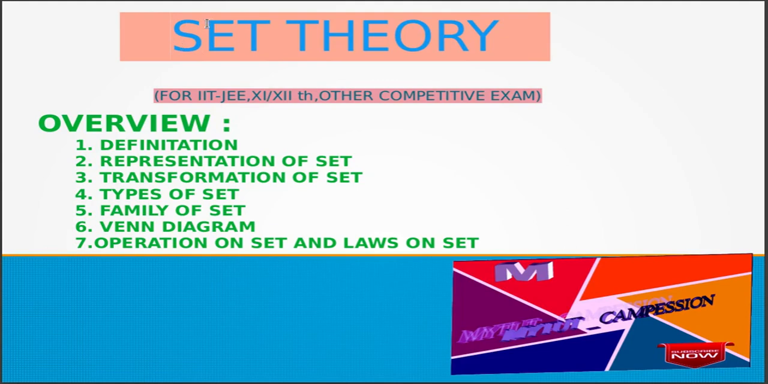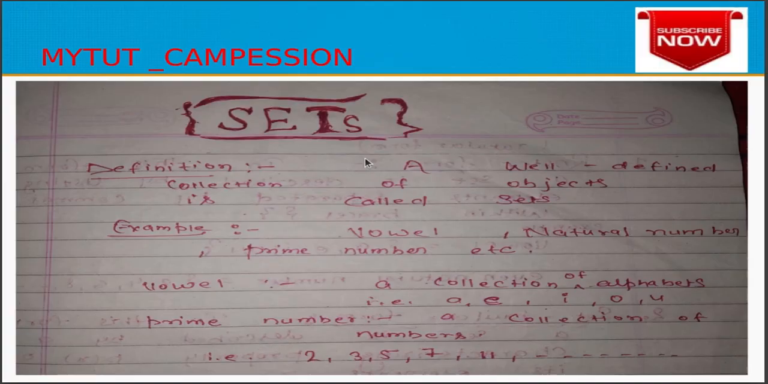Today we are going to learn set theory. In this chapter we will learn definition of set, representation of set, transformation of set, types of set, family of set, Venn diagram, operation on set and laws on set. Now first we see set definition. Definition of set.